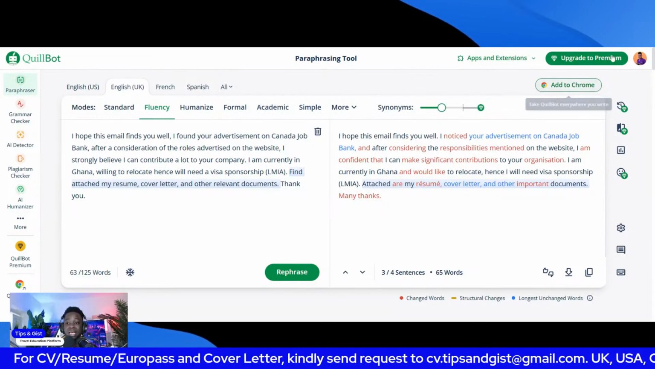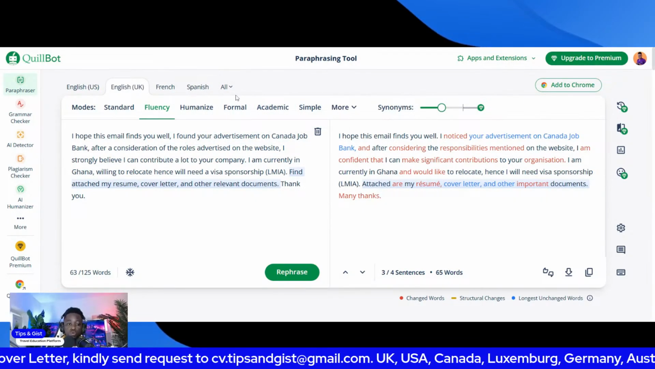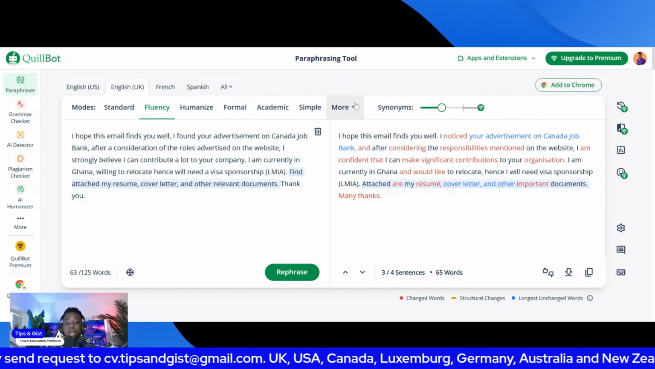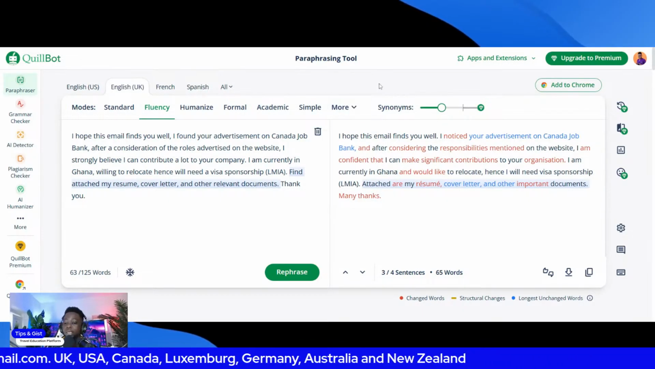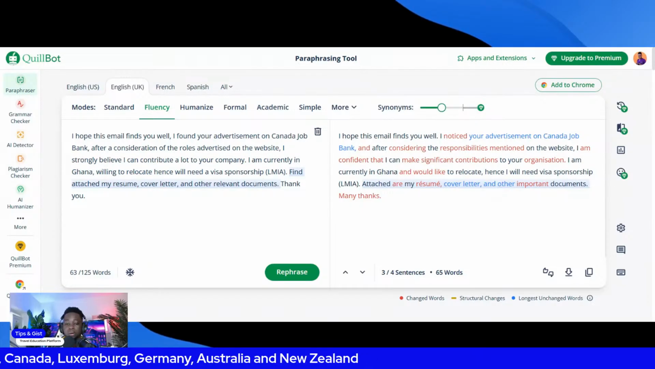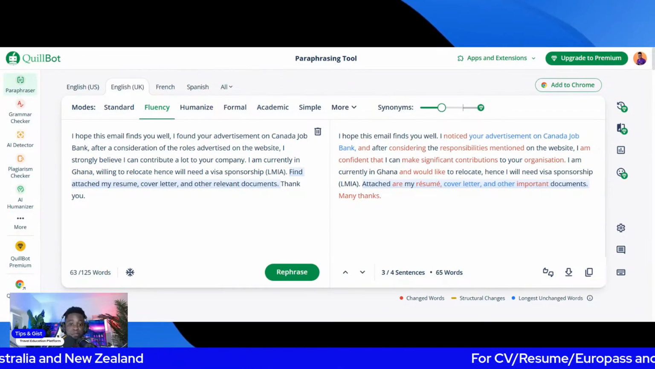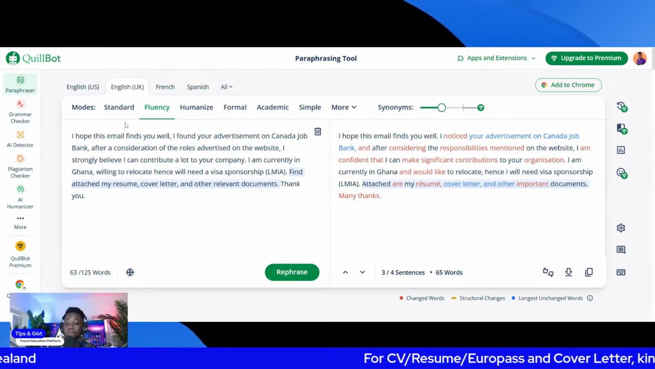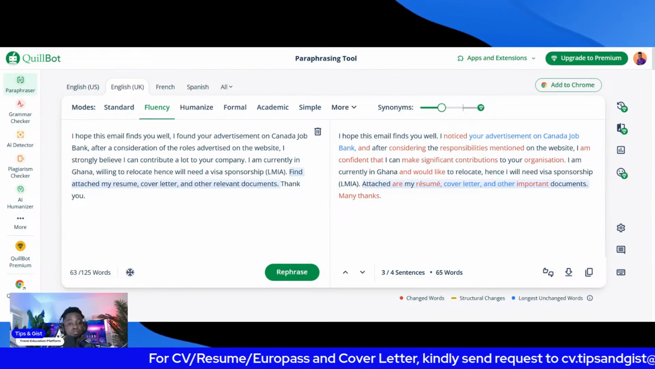But other modes you have to upgrade. Okay. 2 modes are free, and then about 10 different modes. The remaining 8, you have to pay for it. All right. But for the sake of job application, you don't have to pay for the Quillbot. Just use the 2 modes, paraphrase to your liking, and then you just send it to the employer.